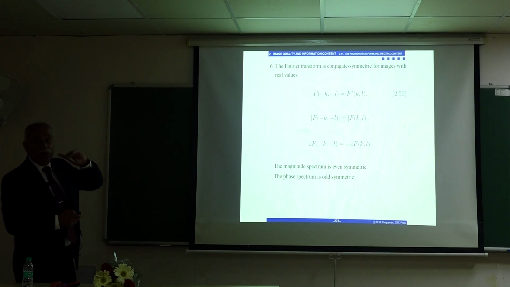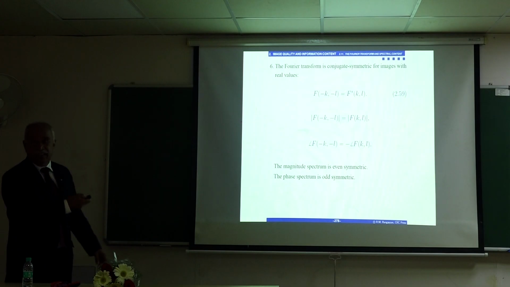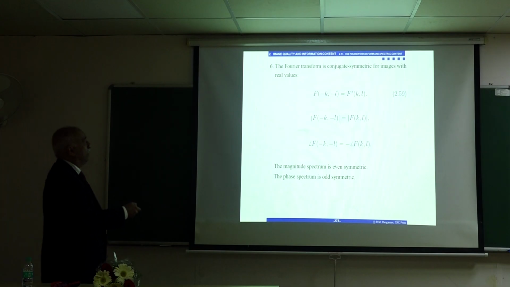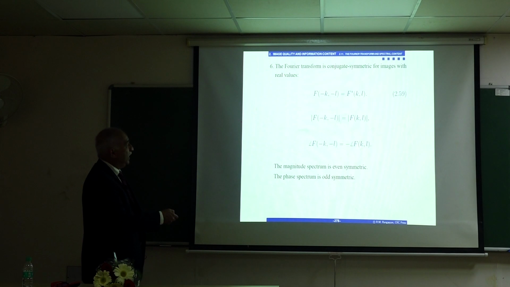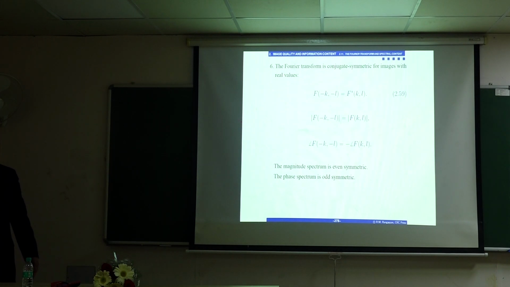The Fourier transform is conjugate symmetric. F(-k,-l) is F star (k,l). Star is conjugation. The magnitude is the same. The phase is negative when you take the negative frequency.